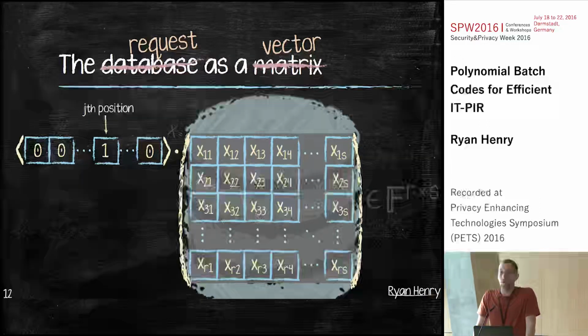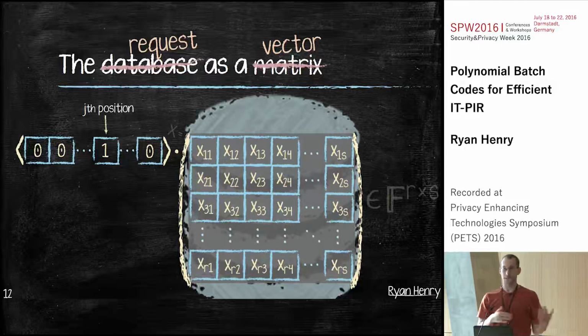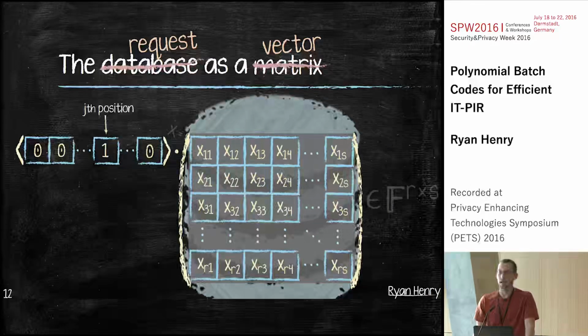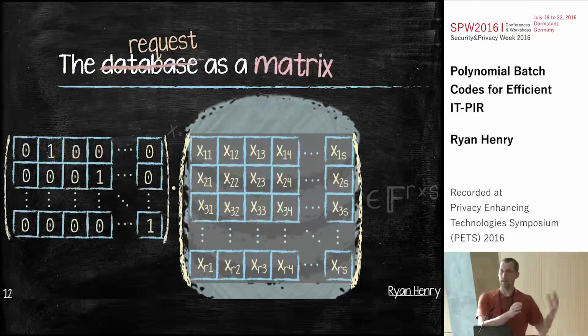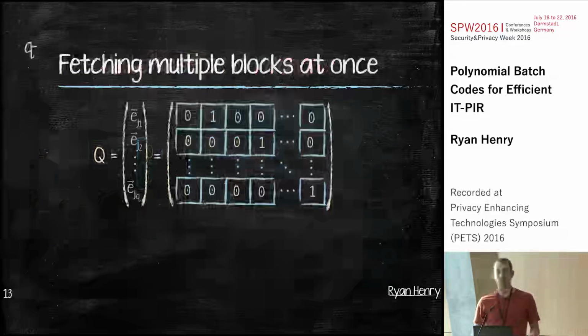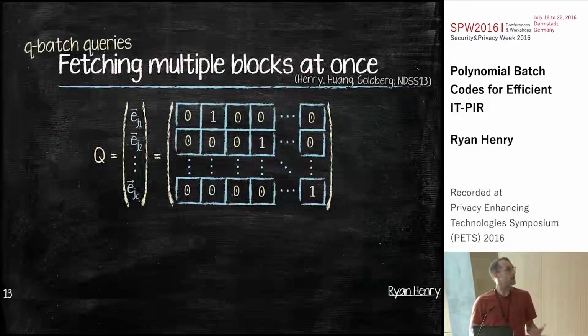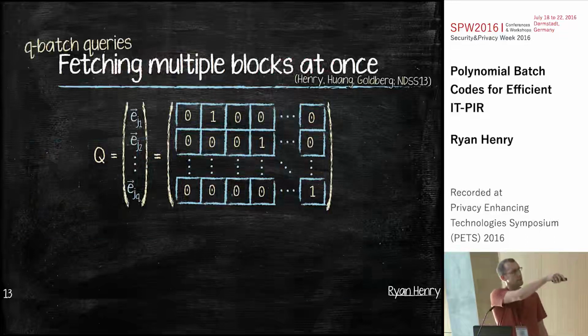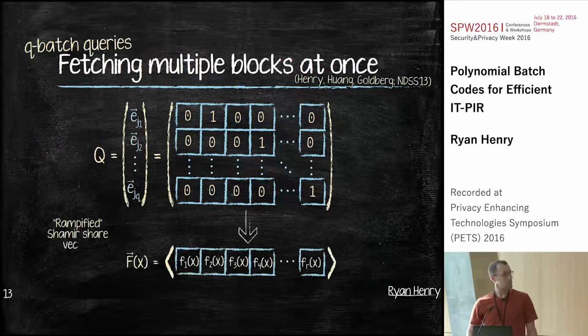The second thing we're going to do is figure out how we can get more information out of the database at the same cost. This is actually work that I did with Ian Goldberg and Icho Huang back in 2013 that I'm going to talk about briefly, and then we'll see how it can work with this. So the idea here is rather than sending a vector like this, we want to fetch several blocks. What we really want to do is send a matrix that has a whole bunch of different queries in it, but we want to do this as efficiently as possible.